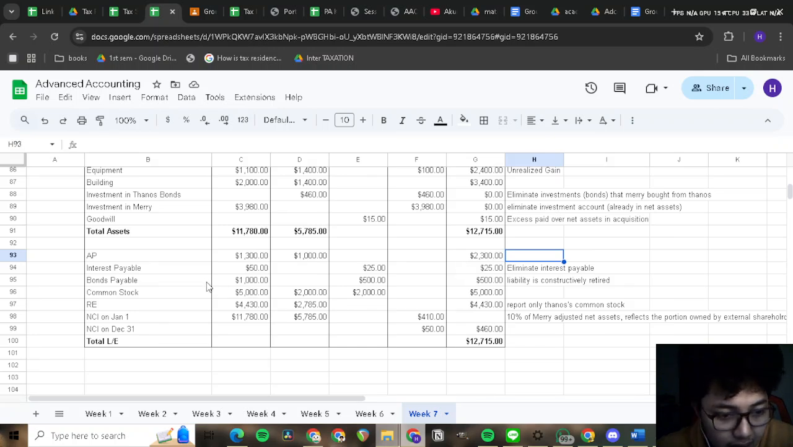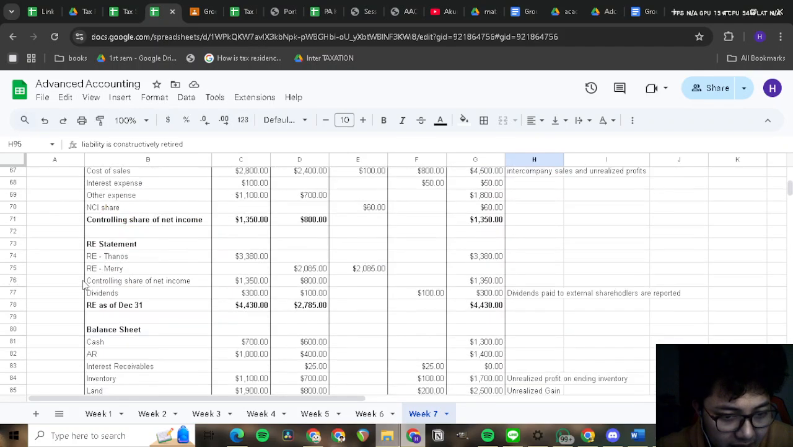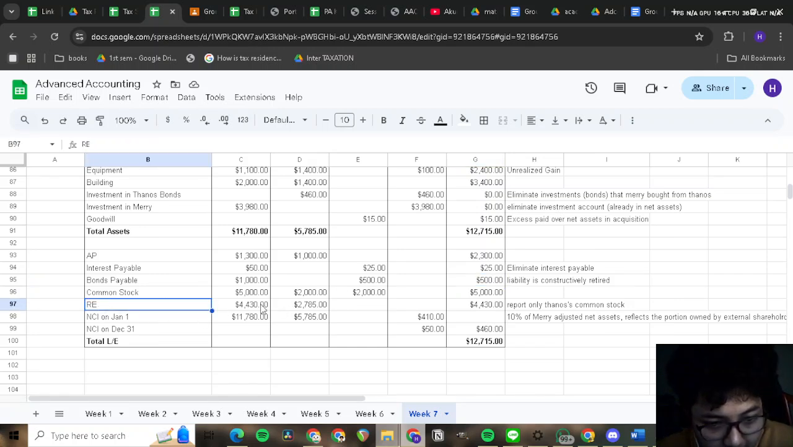And then I also adjust a little bit of the bonds payable because of how the bond works, because of the payment time and stuff. And so if it has been paid, then the payable should be reduced, right? In this case by half. And I also want to adjust the retained earnings, since I only want to report Thanos's common stock in consolidation.